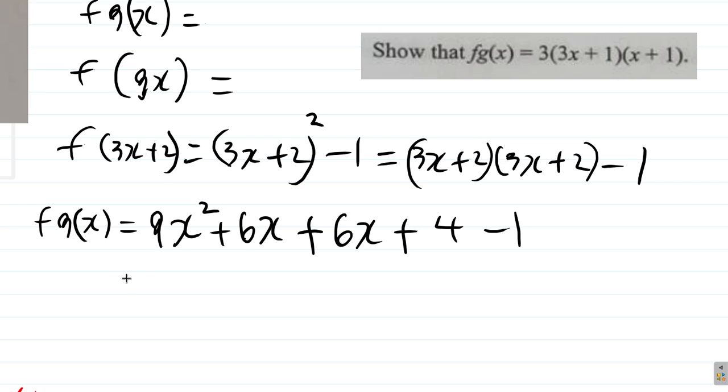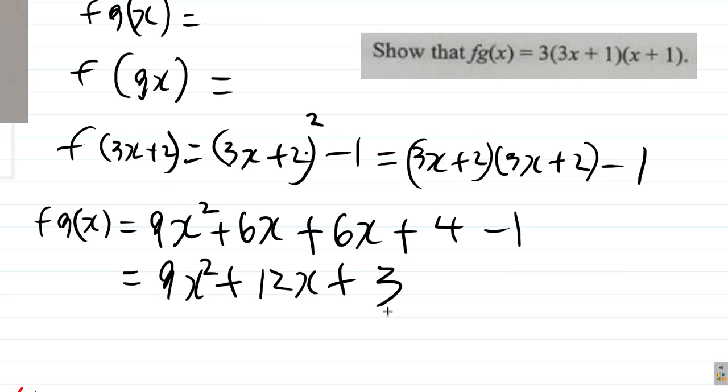Alright, so this is how we deal with this now. Let's put these together. So we have 9x squared plus 6x plus 6x is 12x, plus 4 minus 1 is 3. Alright, that's 3.